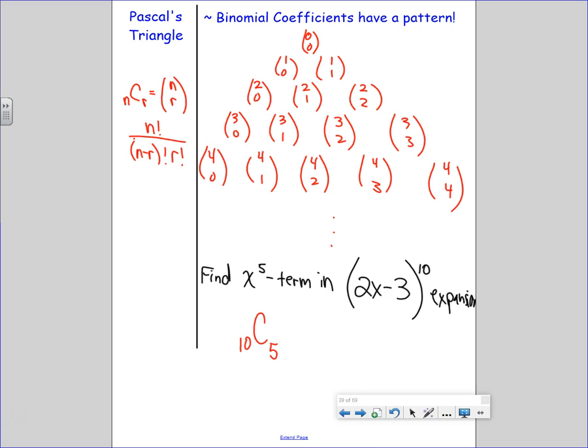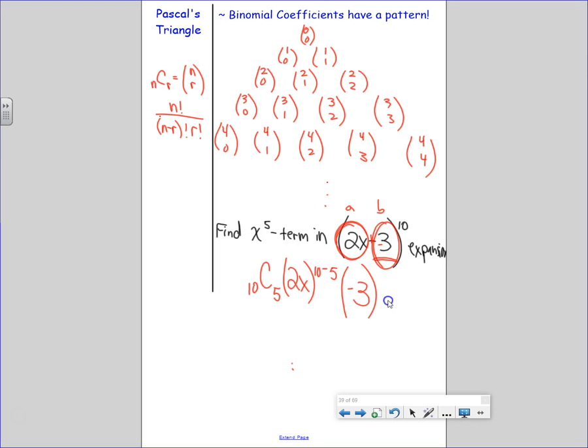It's not x that's being raised to the power. What's in the first spot? What's in the a spot? 2x is being raised to the n minus r power. And what's the second value that's being raised to a power also? -3, because it's plus and negative. That would be b. So there's my a, there's my b. And b is being raised to, well, hold on, wait. If this term is being raised to the 5th power, what power must this be being raised to? The 5th also.